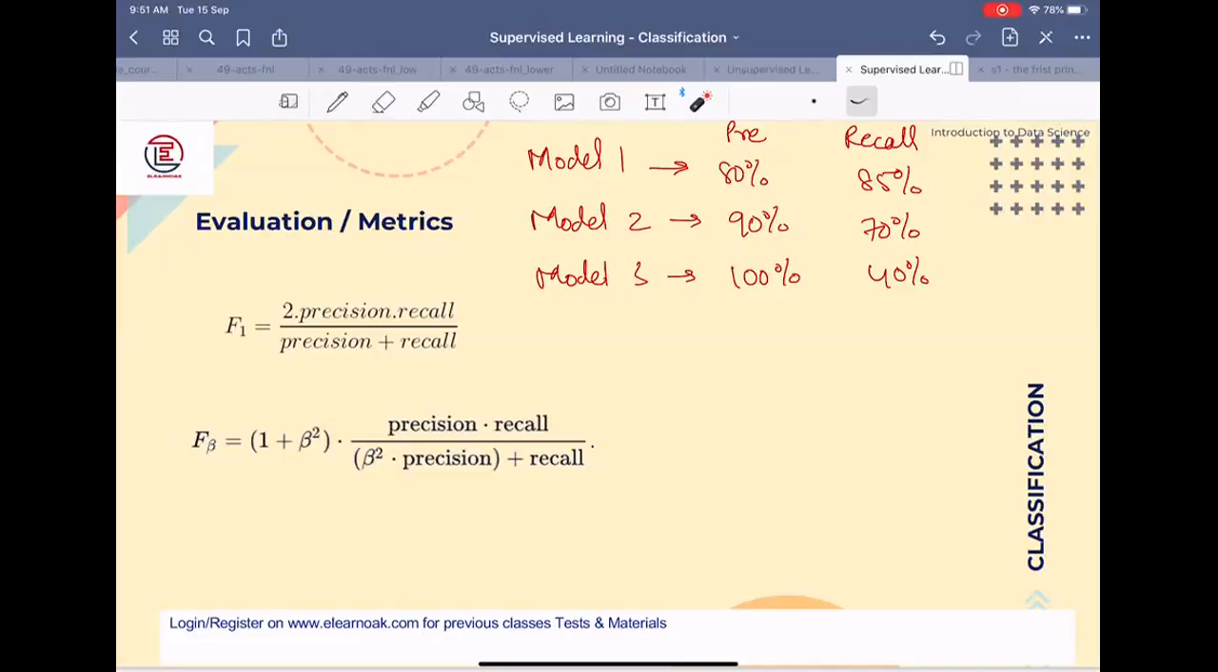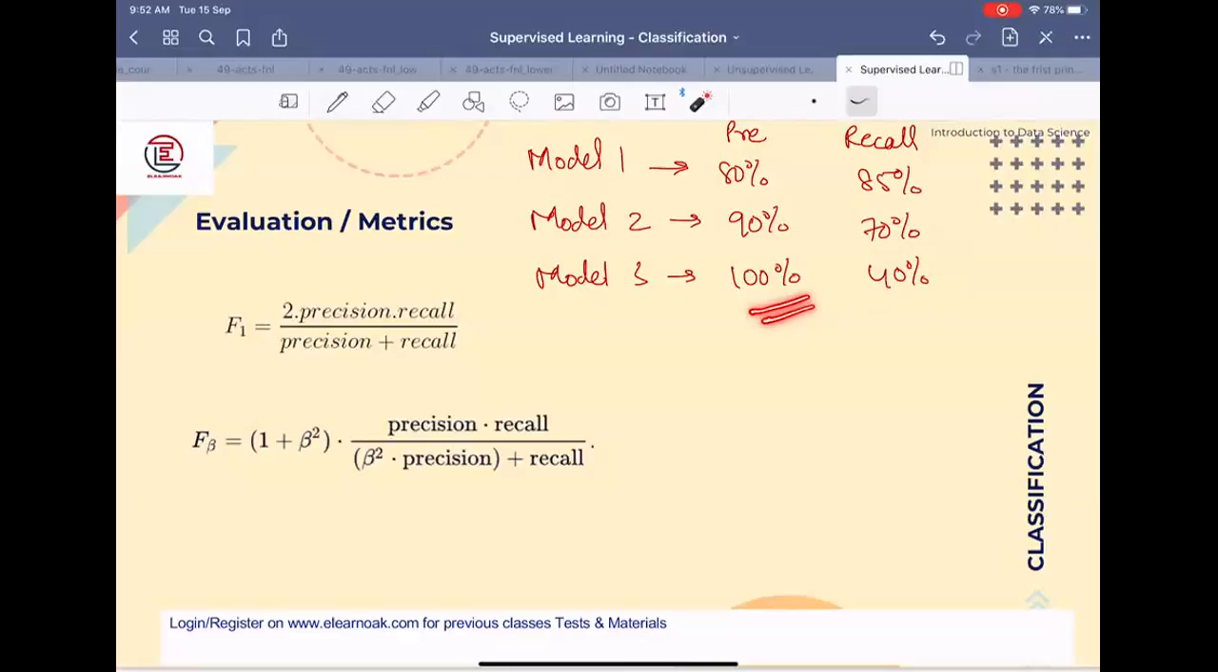Okay, so I have precision as one answer. Oh, many people are saying recall is important. So let me tell you the implication of recall. The implication of recall is that we will capture everyone who has broken the rule. Let me compare the three situations we have. In model 3, we are saying 100% precision, 40% recall.